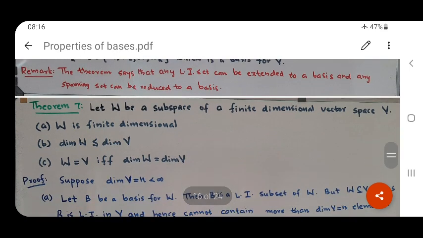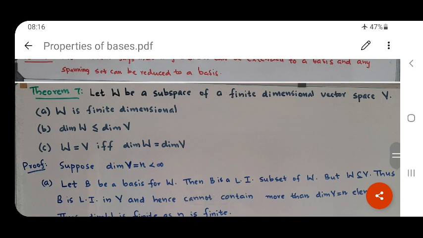So the final theorem we are dealing with in this section is this. Let W be a subspace of a finite dimensional vector space V. Then W is finite dimensional, dimension of W is less than or equal to dimension of V, and W equal to V if and only if dimension of W equal to dimension of V. So for any finite dimensional vector space, the dimension of any subspace is less than or equal to dimension of V. And if it is equal to dimension of V, then W is V itself.